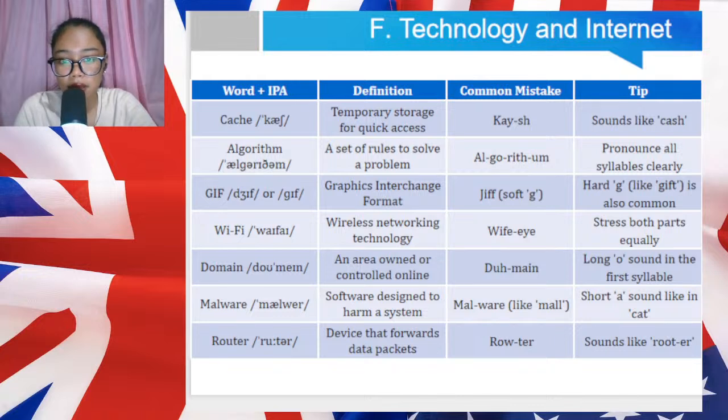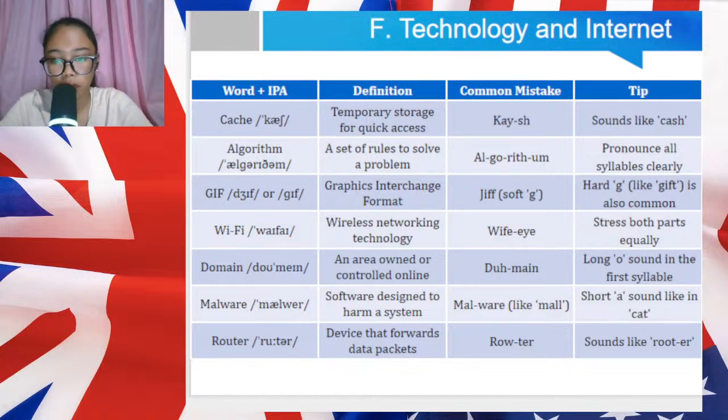It should be pronounced as how it looks like, malware. Not mall. Not malware, but malware. There's a short ah sound like in cut. Malware. All right? Malware. Next, and the last word, the seventh word for technology and internet, which is router.